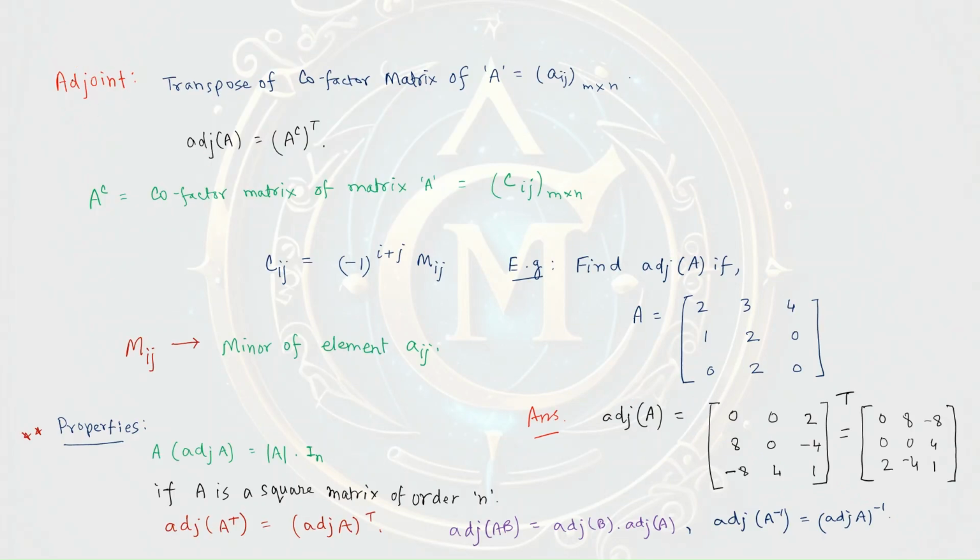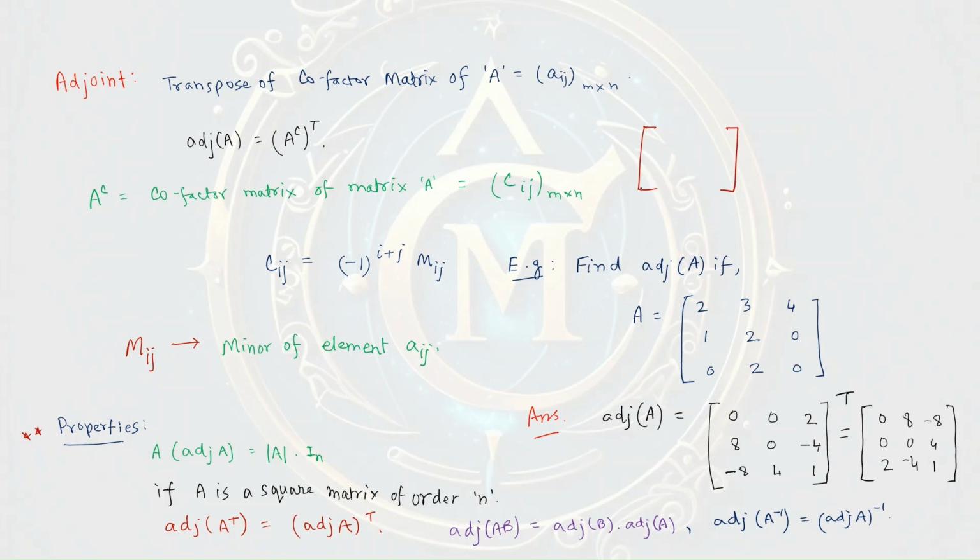Here is the second operation, that is the adjoint of a matrix. So adjoint we define as the transpose of the cofactor matrix of any matrix A. So adjoint A we define: take A cofactor and take the transpose of this matrix to get adjoint A. Now the cofactor matrix of A has elements Cij, where every Cij can be calculated from this formula. Here Mij is the minor of element Aij. Now what is a minor?